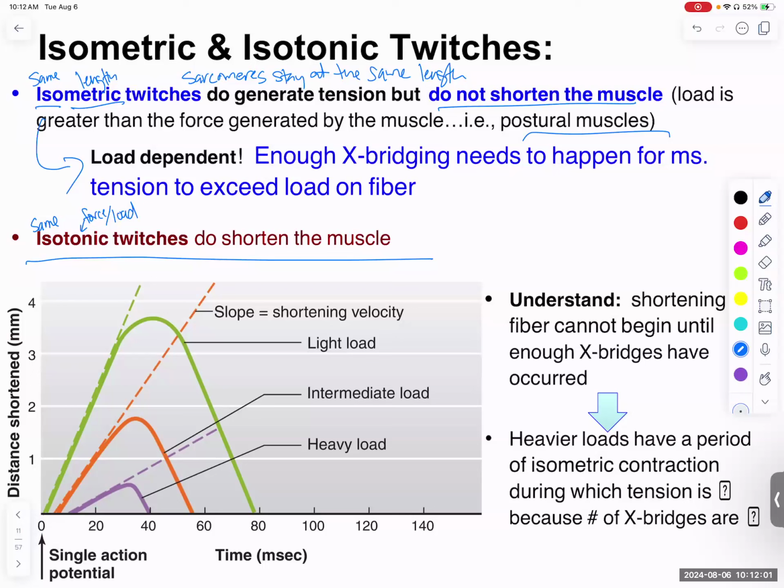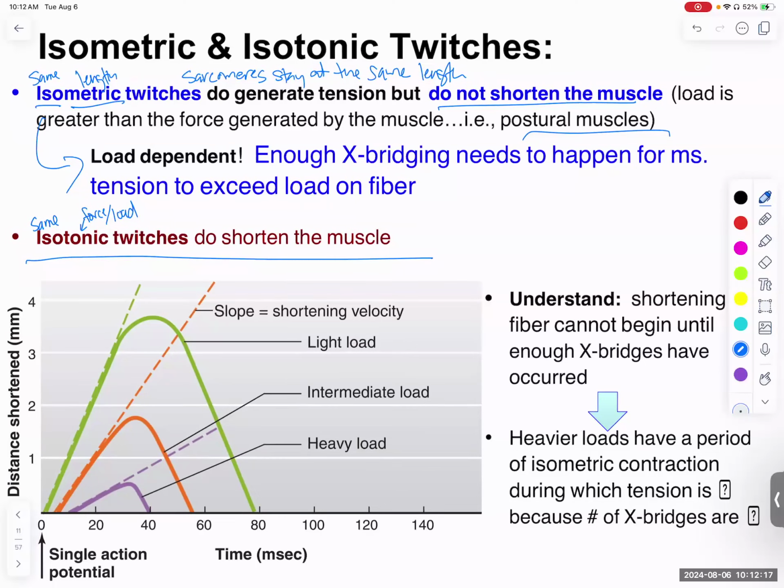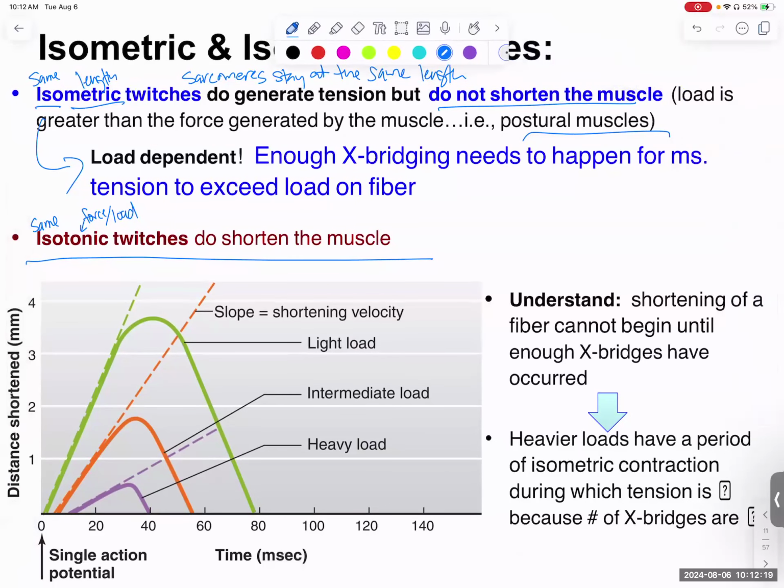And so it's weight dependent, right? If you have a 100-pound dumbbell, you're probably not going to be able to actually move that dumbbell. So it's going to become an isometric twitch because you're just contracting, but nothing's moving. So understand that the shortening of a fiber cannot begin until enough cross bridges have occurred or formed.